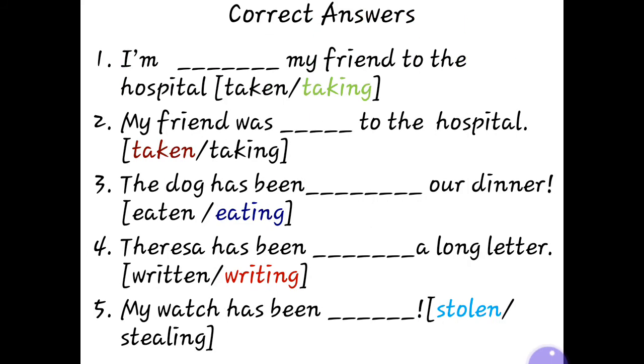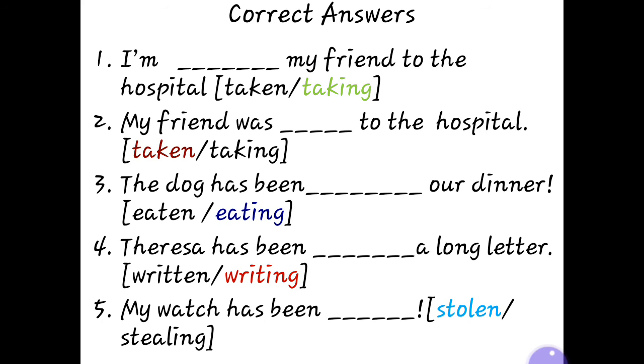Okay, so here you have my corrections or my answers. I am taking my friend to the hospital. My friend was taken to the hospital. Now you see, one has an ing and the other one is the past participle. The past participle is a verb. The dog has been eating our dinner. Has been eaten.